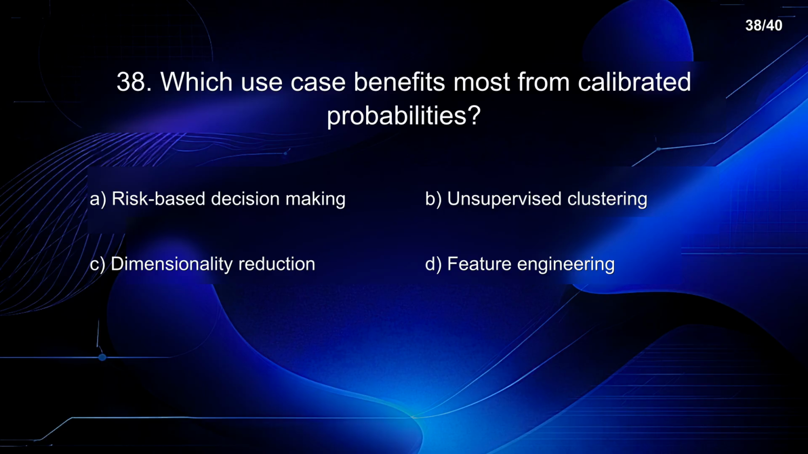38th question. Which use case benefits most from calibrated probabilities? A. Risk-based decision-making. B. Unsupervised clustering. C. Dimensionality reduction. D. Feature engineering. Correct answer is A. Risk-based decision-making.